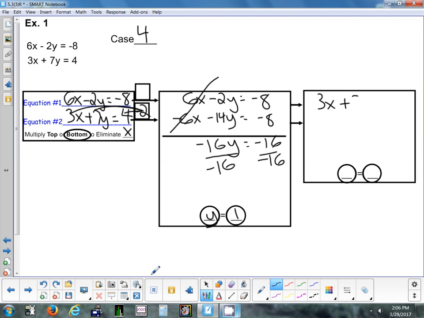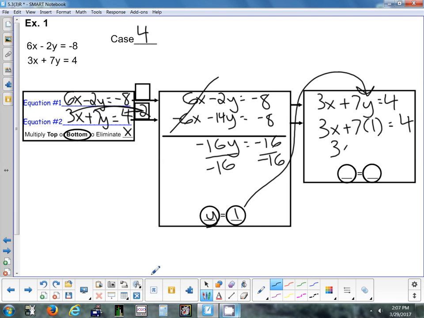3x plus 7y equals 4. What do I need to do? What's happening? Plug in the 1 for y. That'll make my new equation 3x plus 7 parentheses 1 equals 4. I'm just taking this and I'm plugging it in. That's all I'm doing. What am I going to do now? What do I get when I multiply? Yeah, I did 7 times 1.